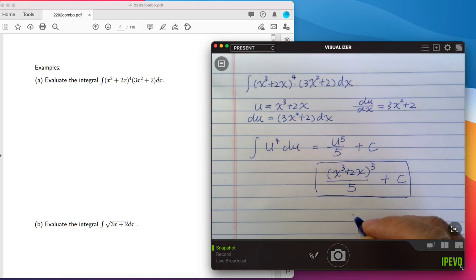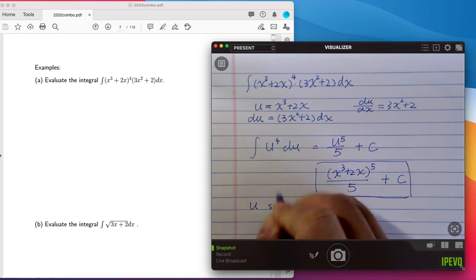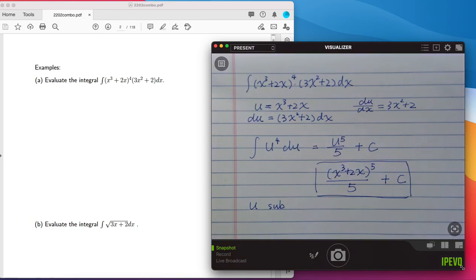This process is normally called the u substitution method. Hopefully this short video can help you get a brief idea about what u substitution is.